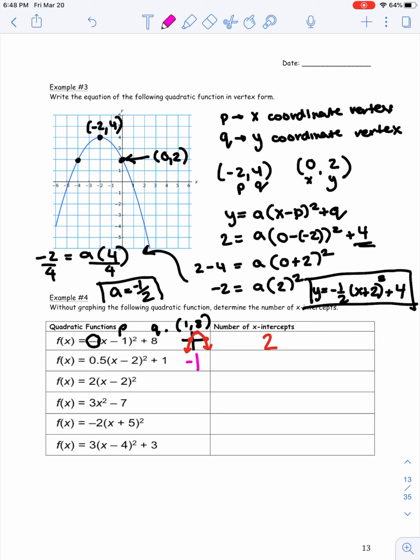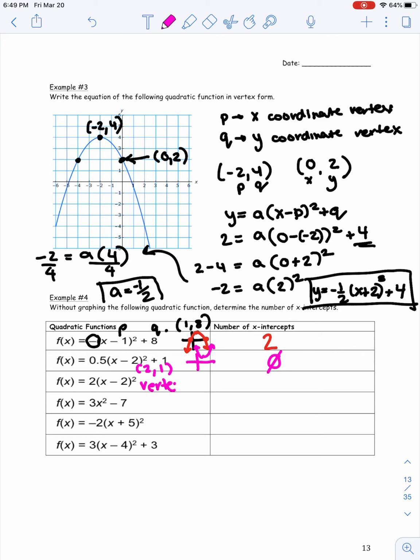So for the next one, what you want to do is plot the point. The vertex in this case is 2 and positive 1. So 2 and positive 1 would be right there. And we know it's upward facing. So if it's upward facing, it's not going to cross the x-axis at all. So it has 0 x-intercepts.